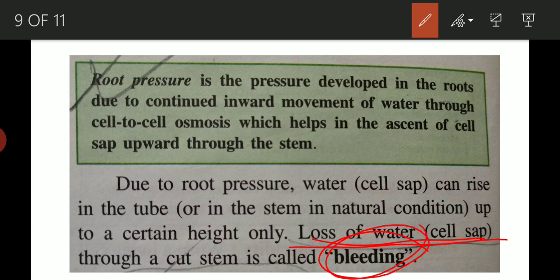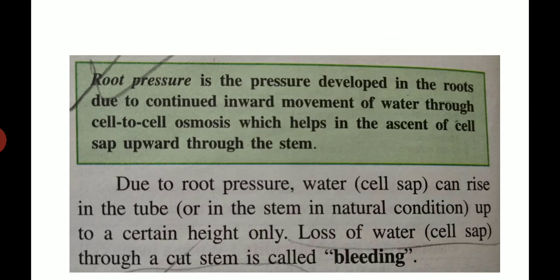This is known as bleeding. Often a question comes: how can we find that there is a root pressure? If there is a minute cut or injury in the stem, then we can see that a watery substance, that is cell sap, is coming out through the injured part of the stem. That is known as bleeding. So there is a continuous pressure. That is why if there is an injury, the water comes out. This root pressure is responsible for the upward movement of the water from the roots to the stem.